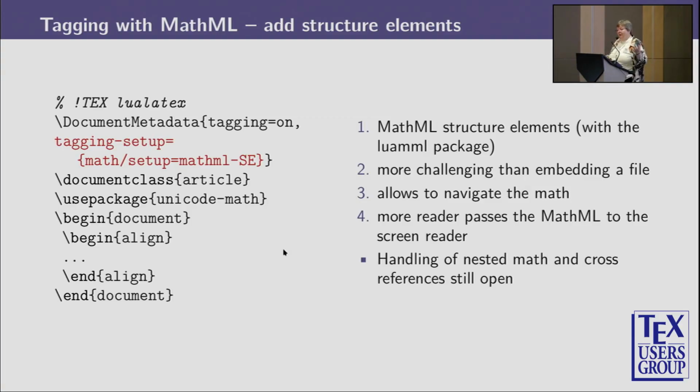As structure elements are known since a long time, more readers that already parse structure elements to a T will also parse the MathML structure elements. They won't know them, perhaps, because they have no idea of PDF 2.0, but they will probably pass them on. So there are more chances that this works with more readers than the associated file method. Nested math and so on, there is still work to do.